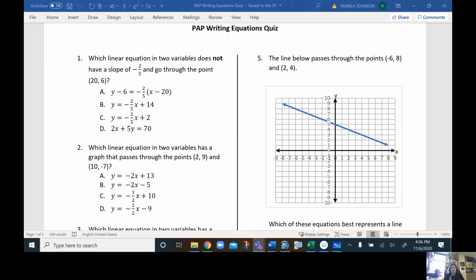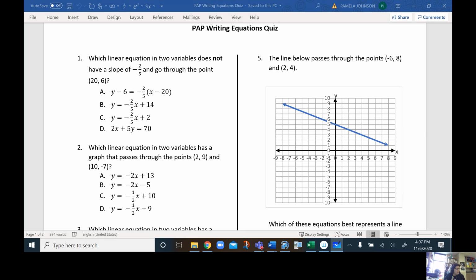So number one, which linear equation in two variables does not have a slope of -2/5 and go through the point (20, 6)? Okay. So you need to be able to go through each of these. A quick way to do this, 3 of them you could put into your calculator, but we're just going to go through using the point slope formula.